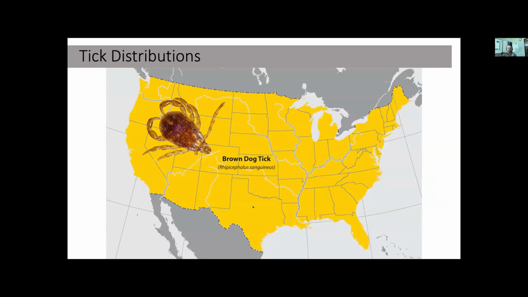And in Arizona, our primary tick vector for Rocky Mountain spotted fever is the brown dog tick, or Rhipicephalus sanguineus. This tick is the primary vector within Arizona as well as northern Mexico, which is a slightly different ecology than what is observed in the rest of the United States.